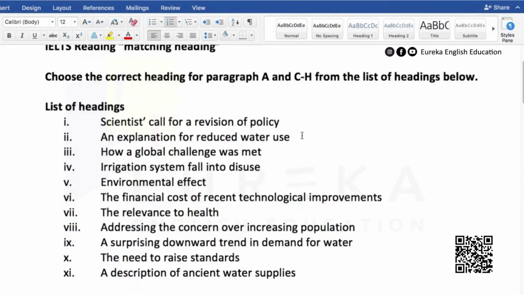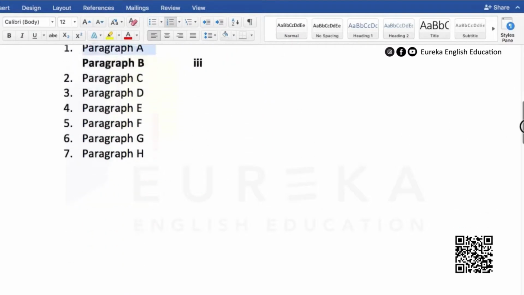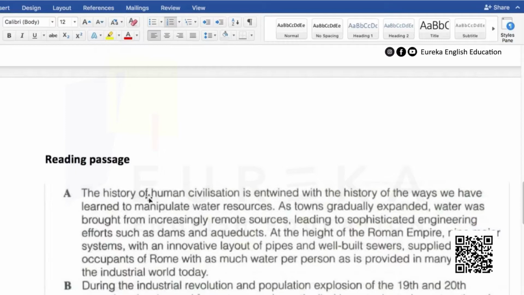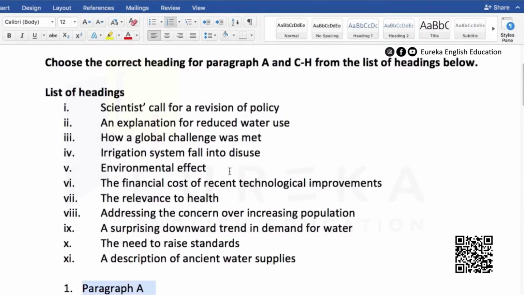The first strategy I can give you about this question is to go straight to the question. For example, number 1, paragraph A: you go immediately to paragraph A to find the heading. You don't have to spend a lot of time reviewing the headings here, because I think it will waste so much time.